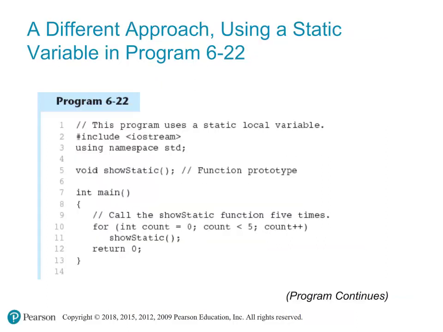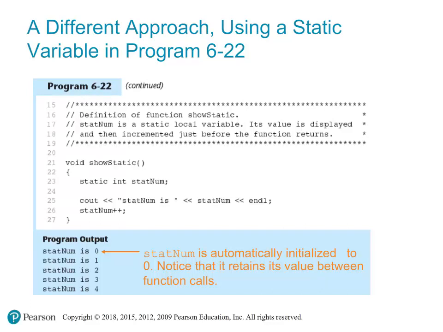In this example, we will explore how static local variables behave differently from regular local variables by retaining their values between function calls. The function showStatic is declared at the beginning, and its definition follows later. The main function calls showStatic 5 times in a loop. In showStatic, we have a static local variable statNum. It is not explicitly initialized, so it defaults to 0.